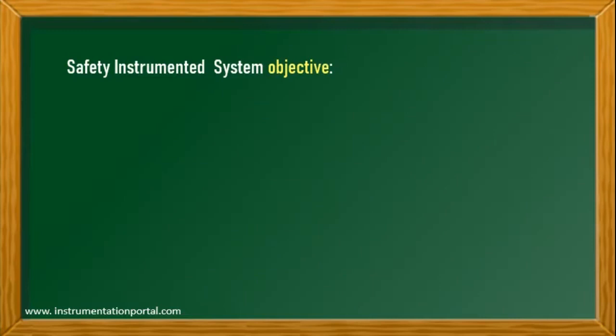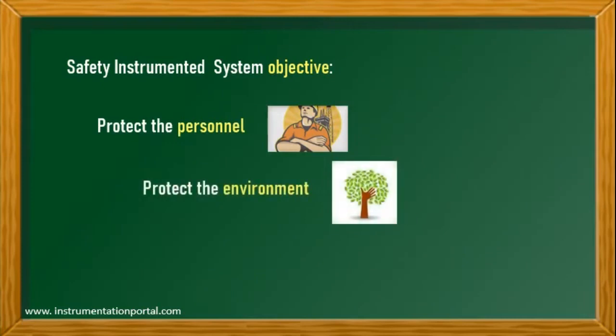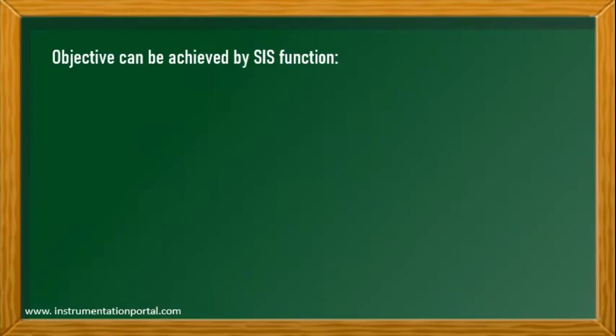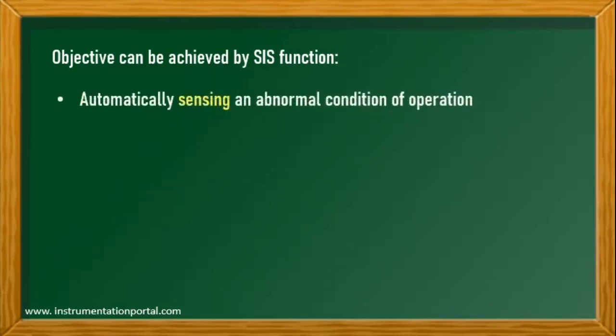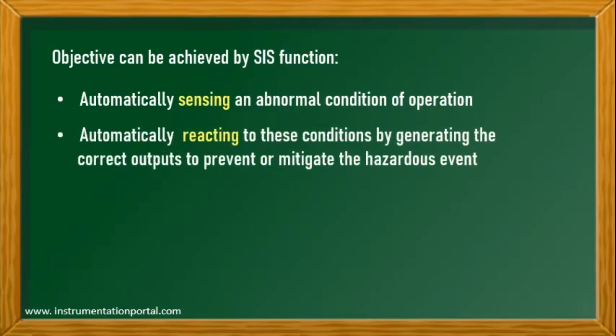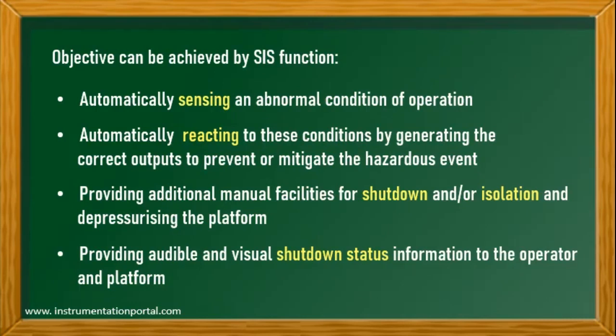The objective of SIS is to provide protection for the personnel, environment, and equipment. That objective can be achieved by automatically sensing an abnormal condition of operation, automatically reacting to these conditions by generating the correct outputs to prevent or mitigate the hazardous event, providing additional manual facilities for shutdown and isolation, and depressurizing the platform, providing audible and visual shutdown status information to the operator and platform.